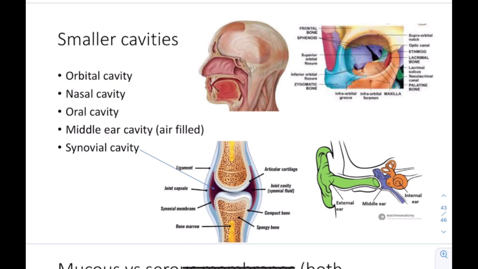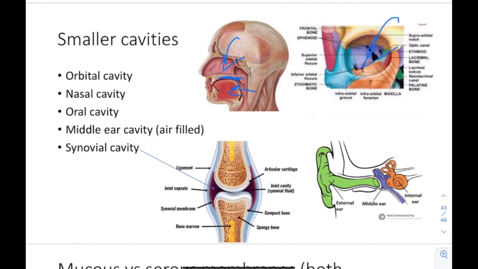Let's talk about some smaller cavities. We have the orbital cavity, which houses the eyeball. So right here, you have the eyeball in the orbital cavity. And then you have the nasal cavity here, which is basically your nose, your airway. It's part of the respiratory system. And then you have your oral cavity. Right here, it's very small. This is the tongue, by the way. So right above it is the oral cavity.